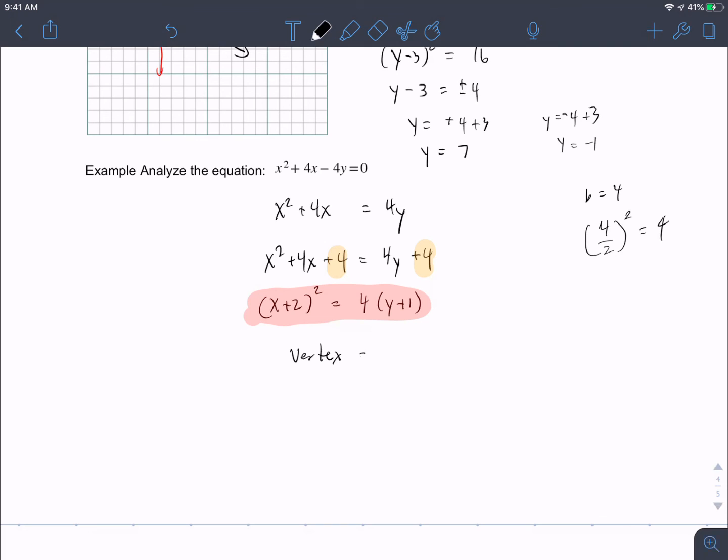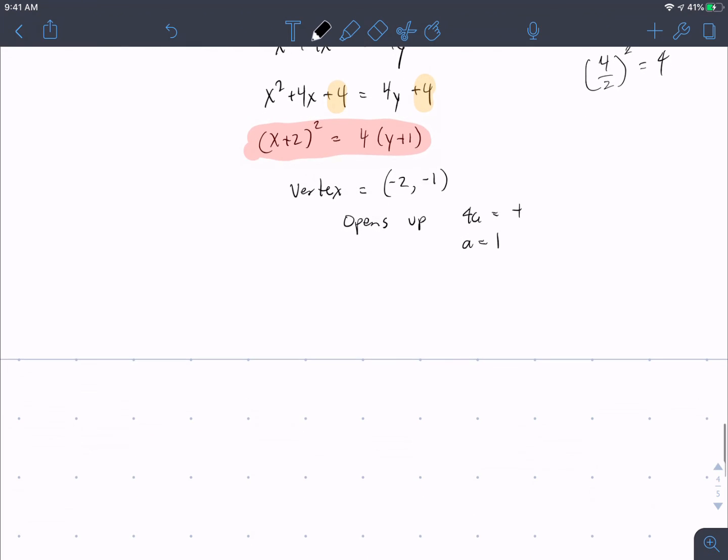The vertex is going to occur at (-2, -1). We know that it opens up. It opens up because my 4a is positive. So 4a is positive, and a happens to be 1. So from here, what I can do is go ahead and graph it. I'll do it right here. And so my vertex is occurring at (-2, -1).